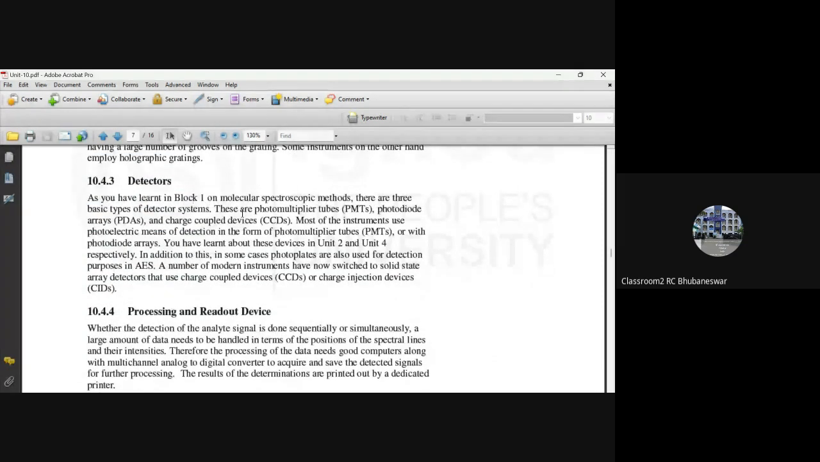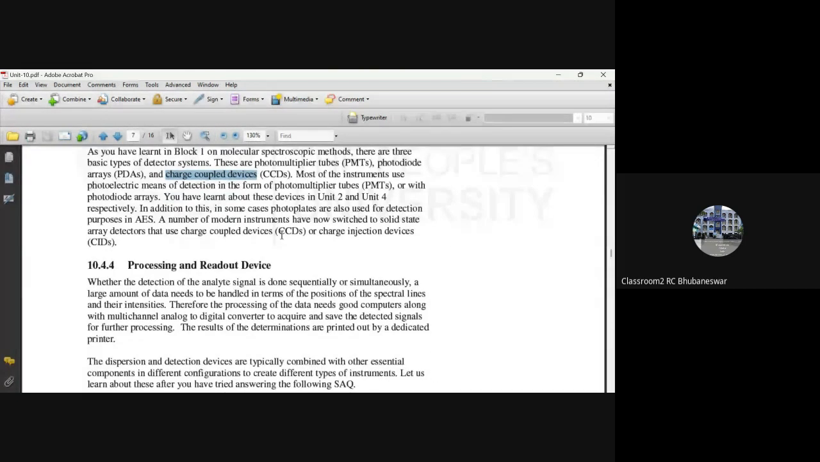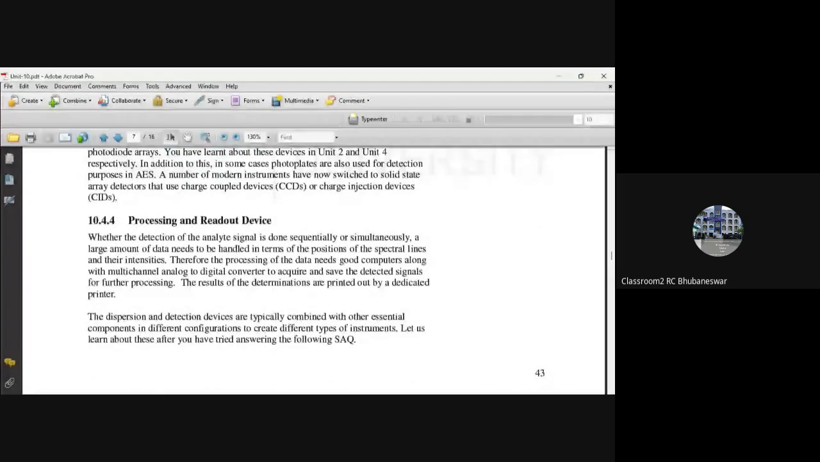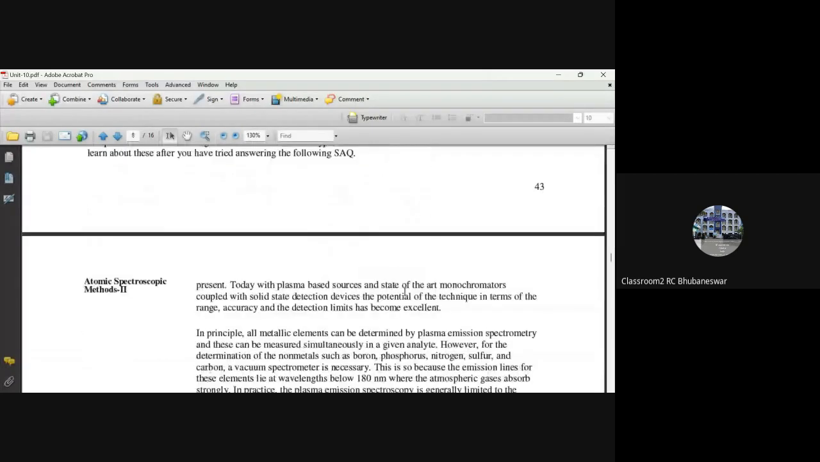Then the detector can be photomultiplier tubes, photodiode arrays, charge coupled devices, or any such detector can be used. Mostly photomultiplier tubes are used. Then your reading output device is there. Through the output device, you can get your spectrum, and then you can analyze it very clearly, which element is present and which is not.